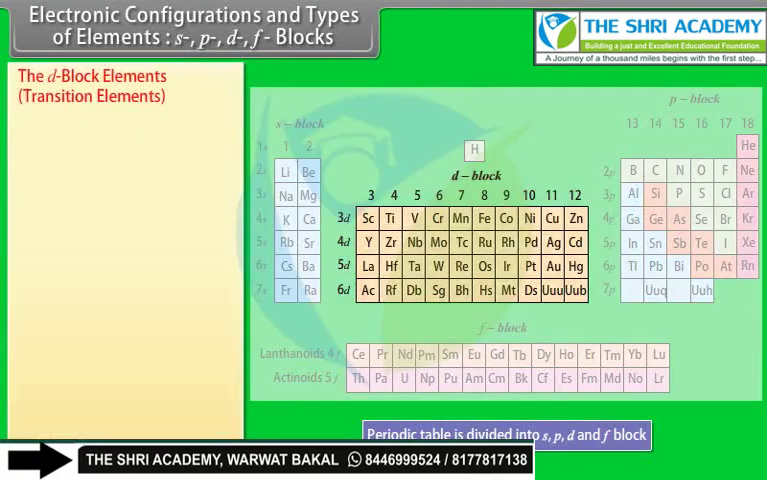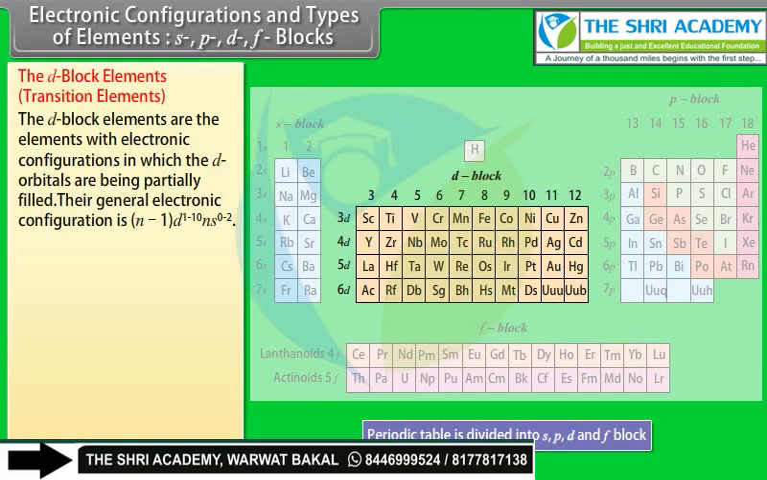The D block elements, transition elements. The D block elements are the elements with electronic configurations in which the D orbitals are being partially filled. Their general electronic configuration is.